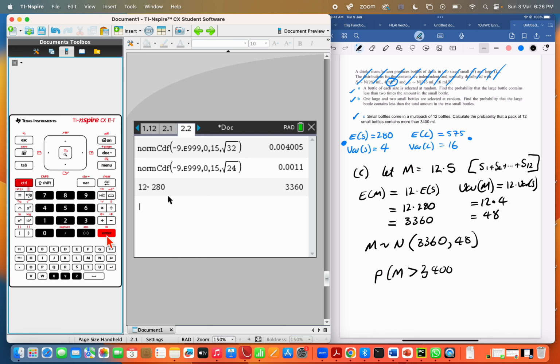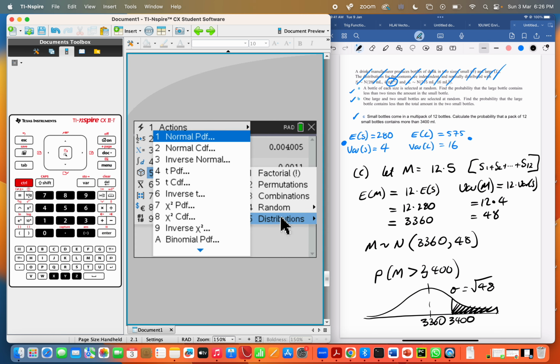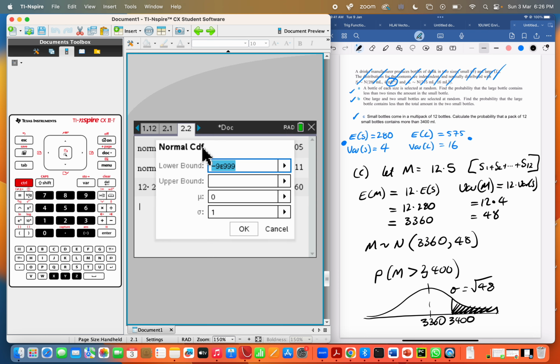3,400. So go ahead and draw your normal distribution. The mean here is 3,360. Standard deviation is root 48. We want this little picture here. There's 3,400. Reach for the calculator one more time. I'll go through the full menu. Menu, probability, distribution, norm CDF.